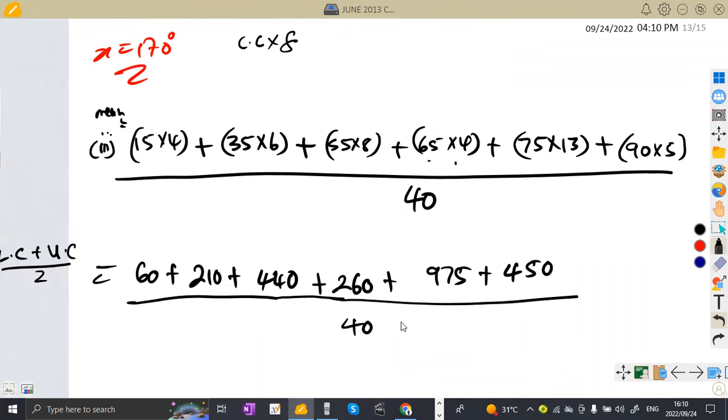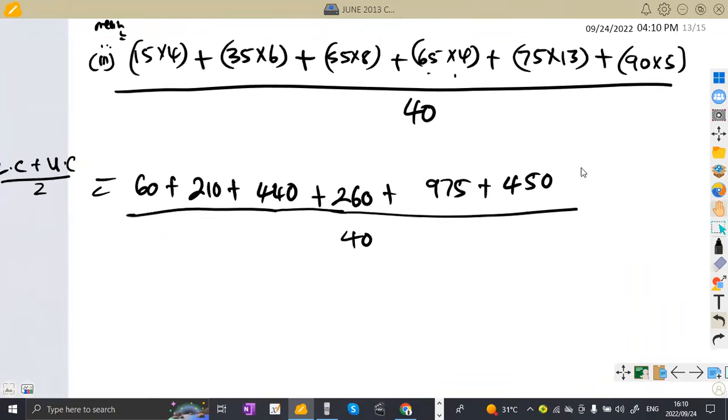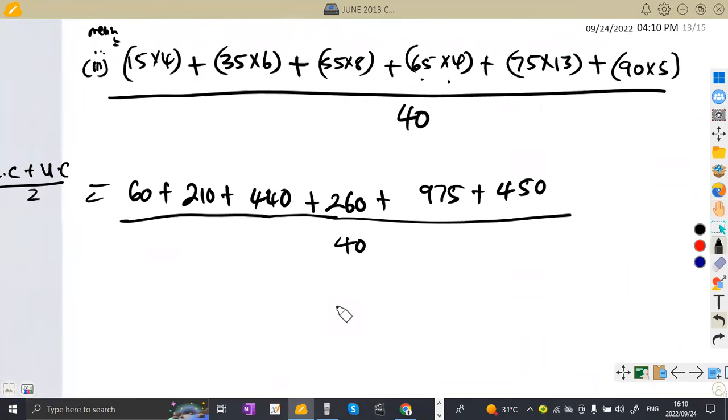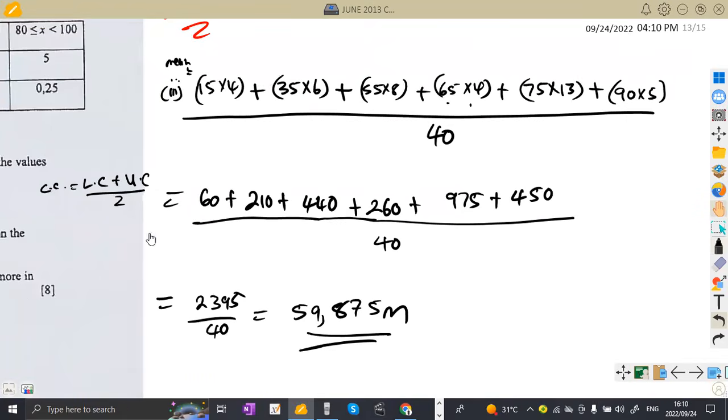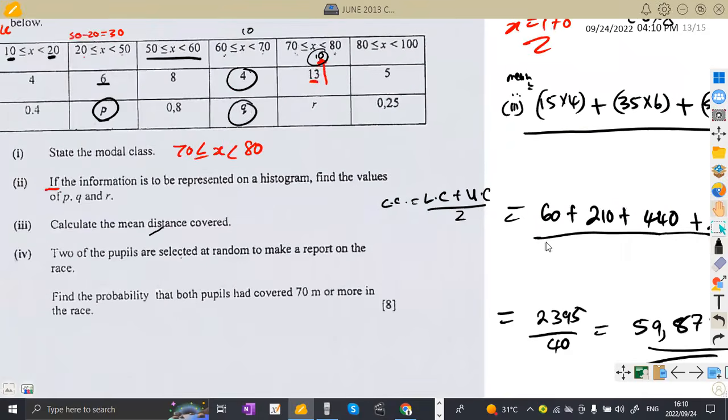I just hope I'm not mistaken anyway. Everything over 40 here, that means we are going to have a total of 2,395 over 40. If we simplify this, it's going to be 59.875 meters. Remember, this was distance, so this is the mean distance in meters. Pretty clear. You just have to work on more questions, guys, to understand these questions much more.